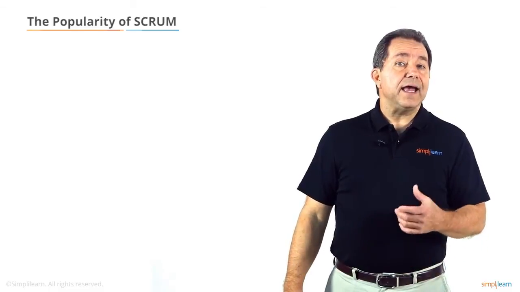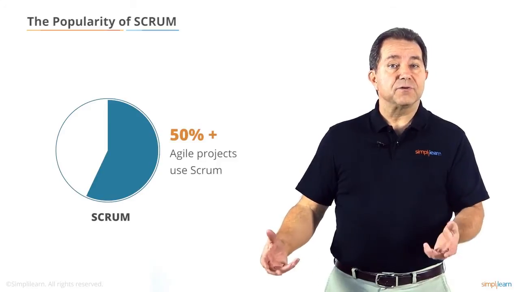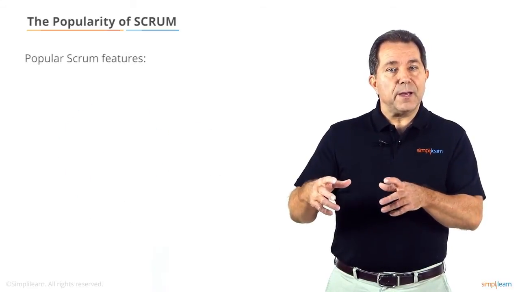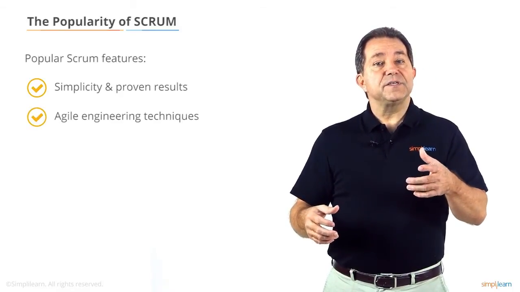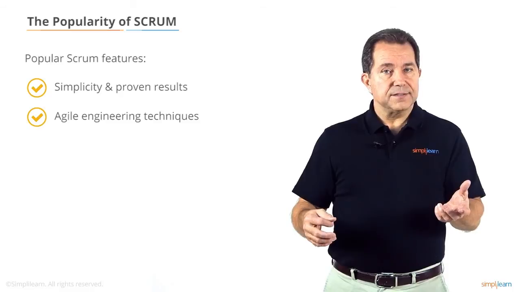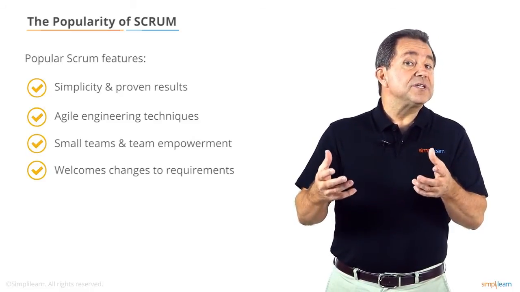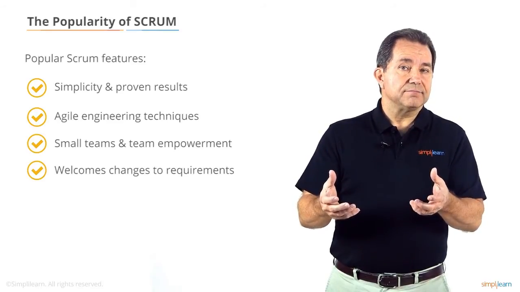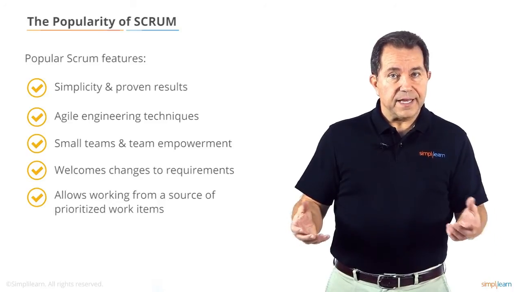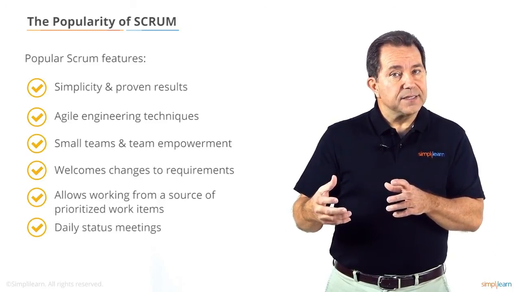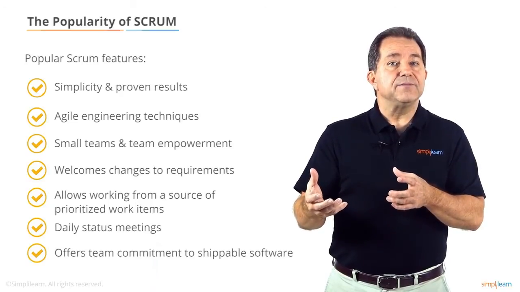Scrum is now the leading agile method, with more than 50% of agile projects using Scrum. Features that make Scrum so popular include: it offers simplicity and proven results. It encompasses other agile engineering techniques. It emphasizes small teams and team empowerment. It welcomes changes to requirements. It allows working from a single source of prioritized work items. It includes daily status meetings. It offers team commitment to potentially shippable software at the end of each sprint.